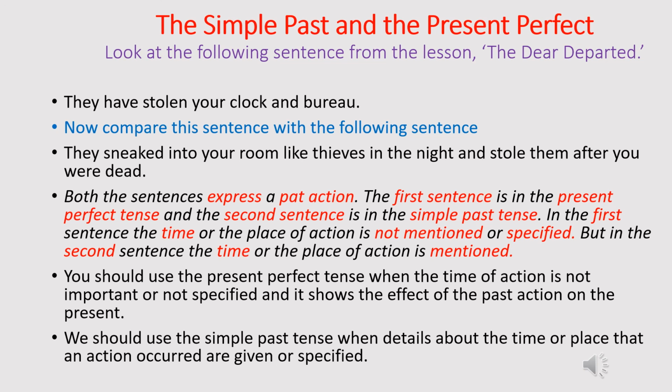In the first sentence, the time or the place of action is not mentioned or specified. But in the second sentence, the time or the place of action is mentioned. We should use the present perfect tense when the time of action is not important or not specified and it shows the effect of the past action on the present. We should use the simple past tense when details about the time or place that an action occurred are given or specified.